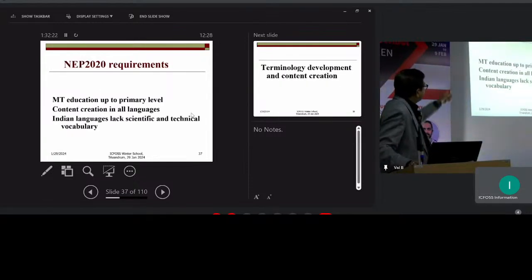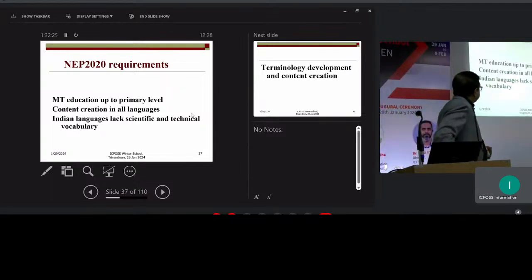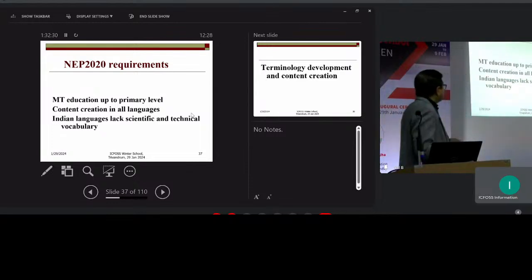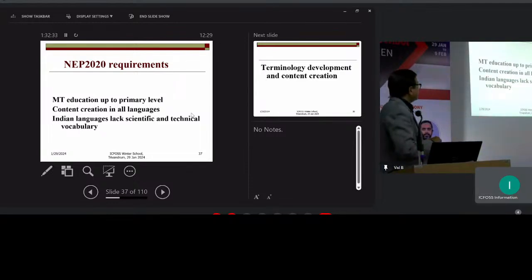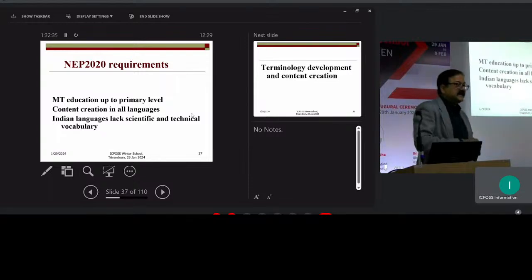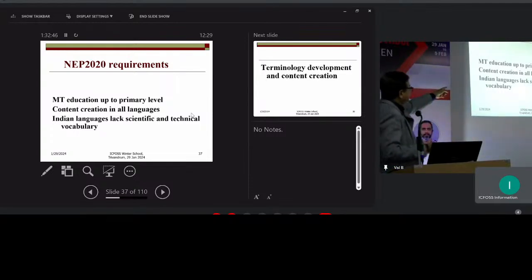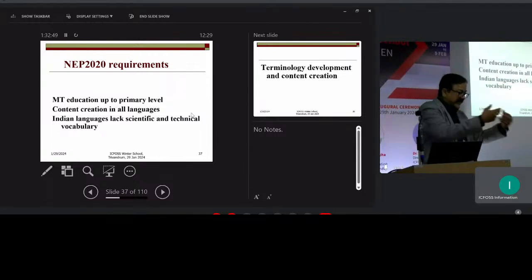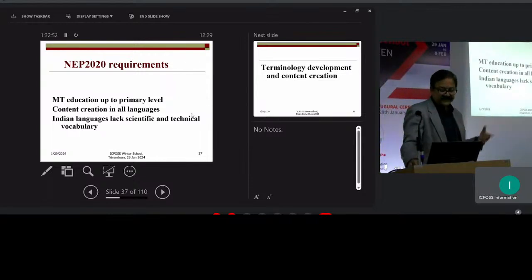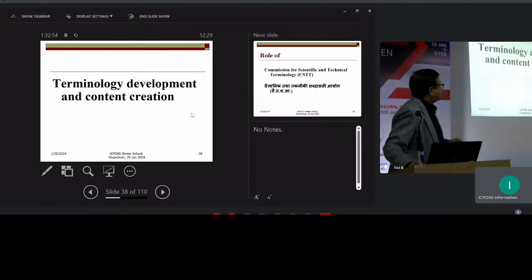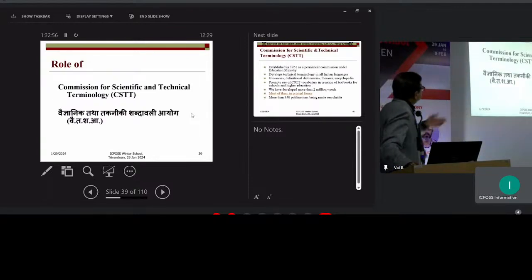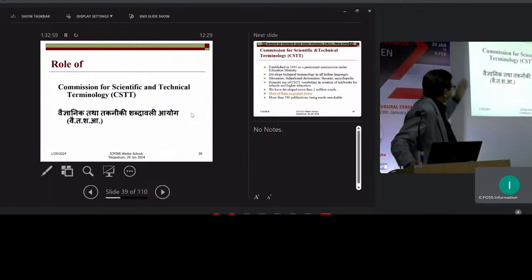Education up to primary level must be in Indian languages. That is the new National Education Policy. But our languages lack scientific and technical vocabulary. There are 270 mother tongues, and the education policy says that mother tongue education should be there. But not all the mother tongues have the scientific and technical vocabulary to write textbooks in their language. So we have to develop terminology and content creation. Therefore, this commission that I am heading is doing this.